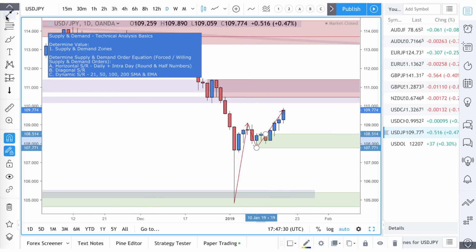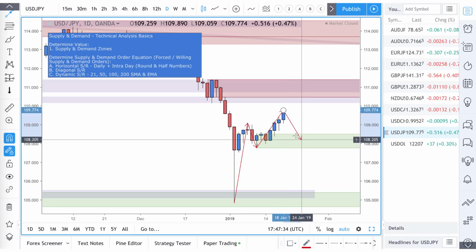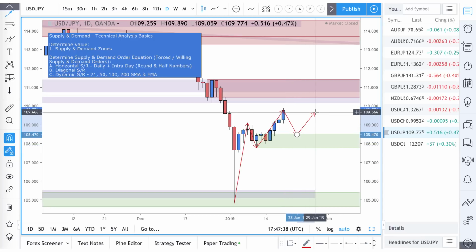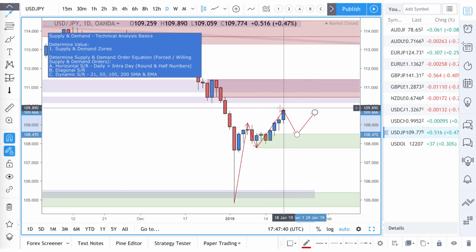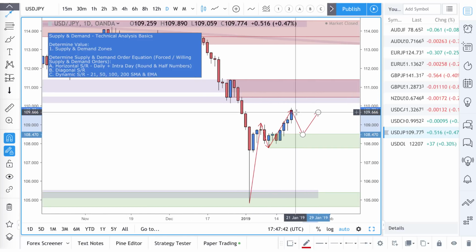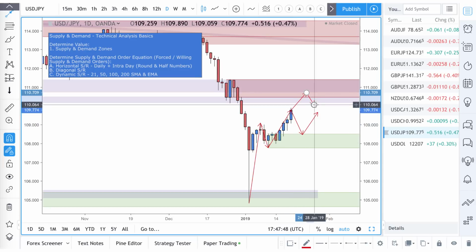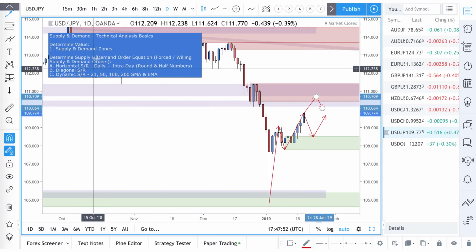So now if we want to be a buyer of the dollar, what you're looking for is a pullback into this demand zone right here. If you're looking for a sell trade, you'd be looking for prices to come up into this supply zone before looking at a short trade, and also apply the supply and demand equation.